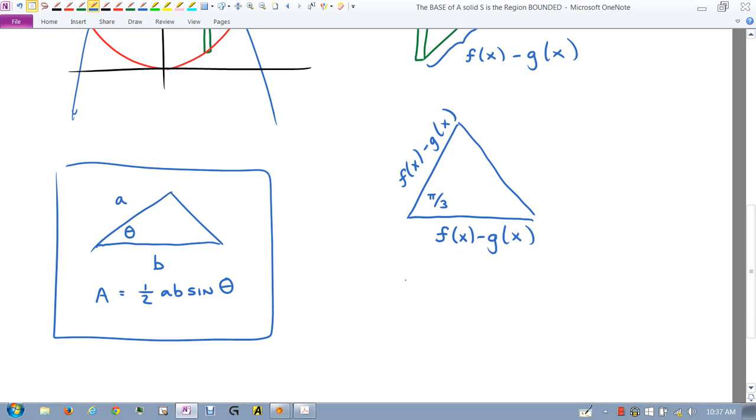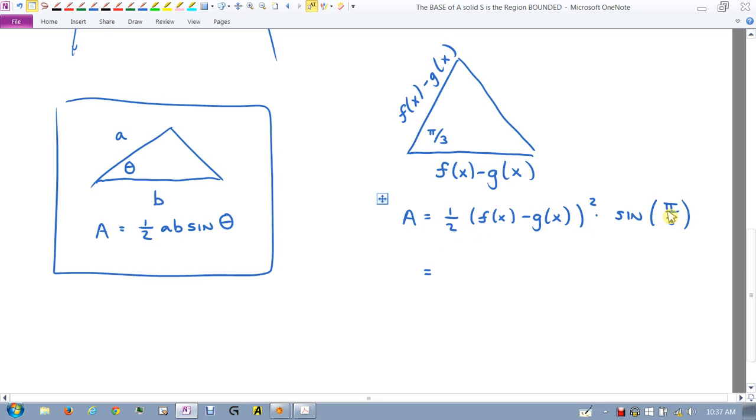So according to that formula, the area of that little piece will be 1/2 a times b, so that what? Squared times sine of pi over 3. What's sine of pi over 3? Pre-cal. Sine of pi over 3 is root 3 over 2.